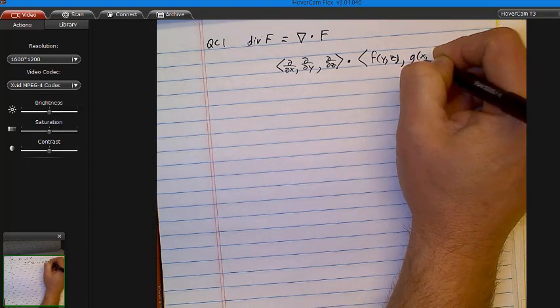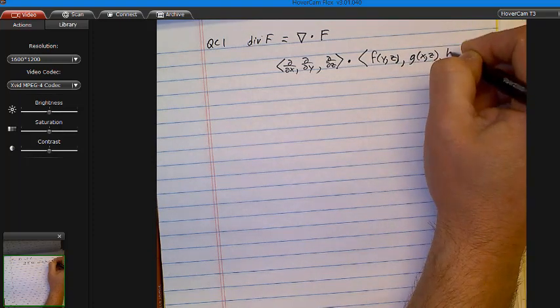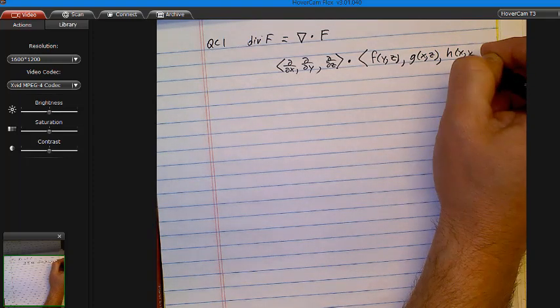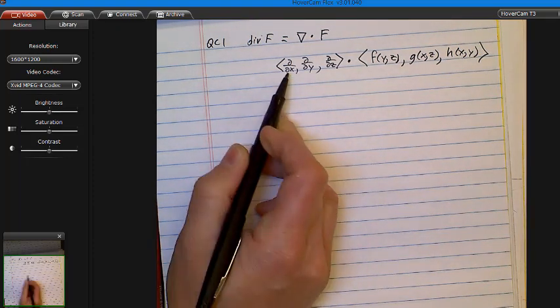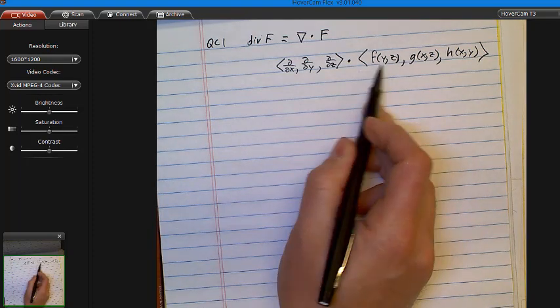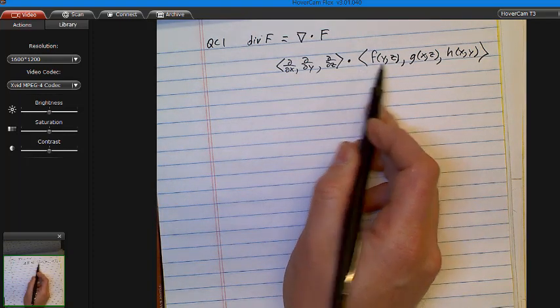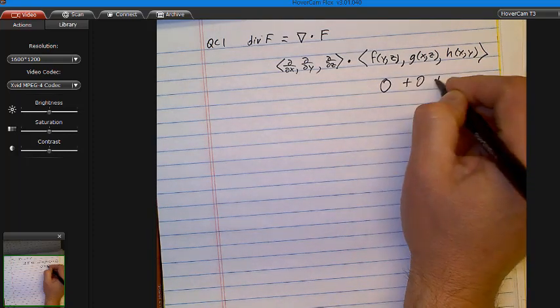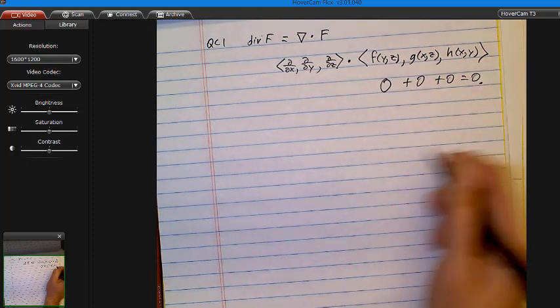G is a function of x and z, and h is a function of x and y, right? So what happens is, if you take the partial with respect to x of some function that doesn't have any x's in it, you treat all that as a constant, you get 0. Plus 0 plus 0 is 0. Okay.